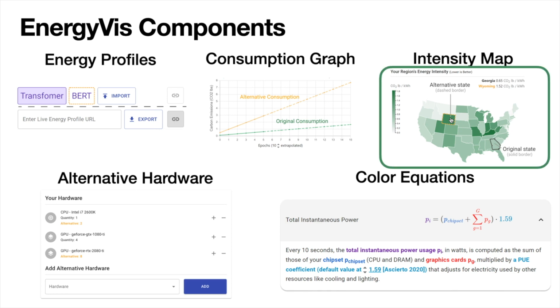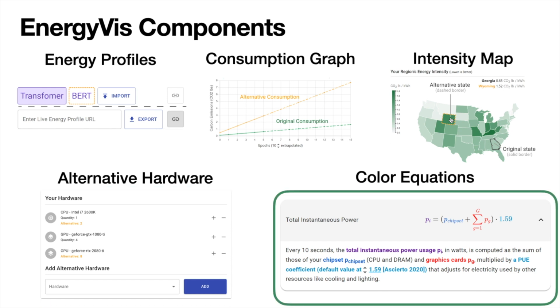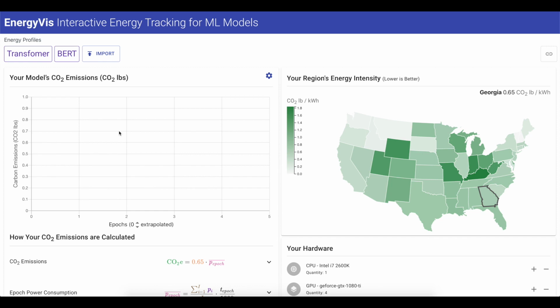The Energy Intensity Map component allows users to explore alternative regions with cleaner energy sources. The Alternative Hardware component allows users to explore alternative hardware configurations. And finally, the Color Equation component allows users to interactively explore how their emissions and energy are being calculated. Let's jump into a quick demo, starting with the Energy Profile view at the top.